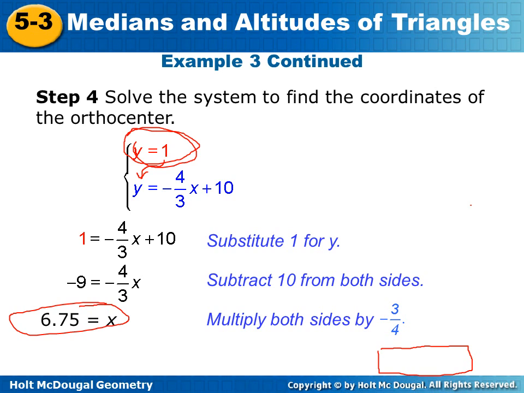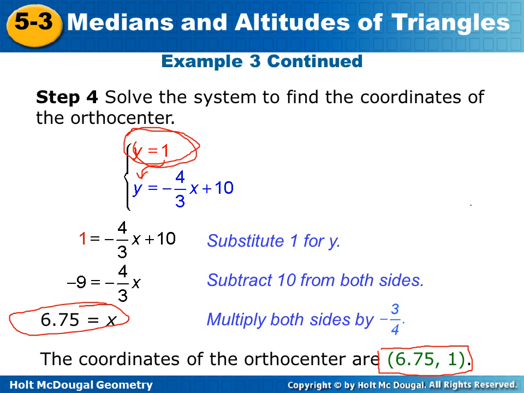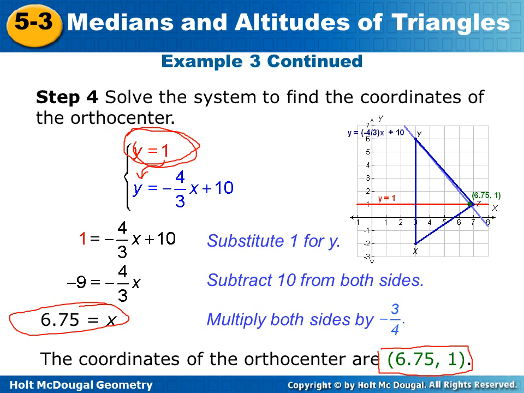So x is equal to 6.75. Now, the point of the orthocenter has to have two coordinates, so you have to have the x and the y coordinate. So the answer would be 6.75, which we got from the x, and the y equals 1 from the top gives us our y coordinate, so that's where we get the 1 from. And if we look at our picture, we can see where the two cross, and that is at (6.75, 1).